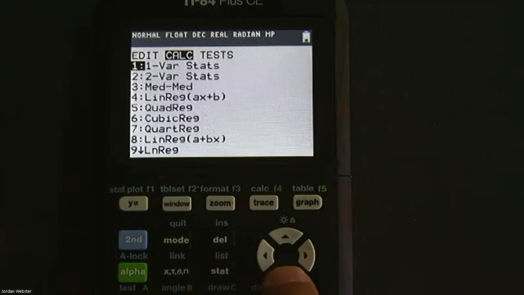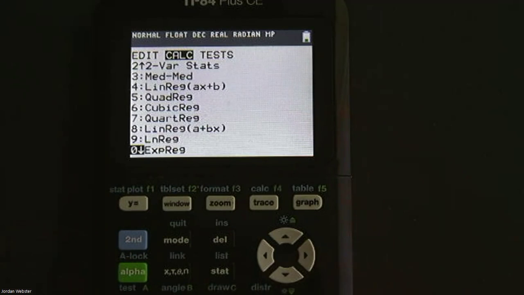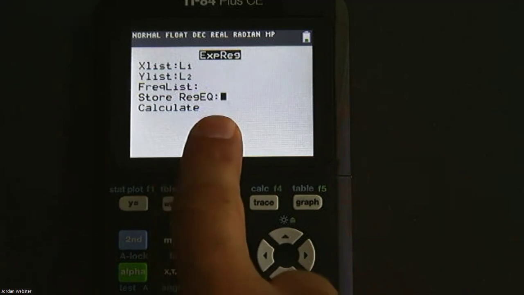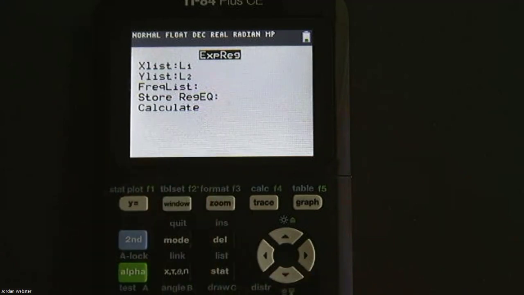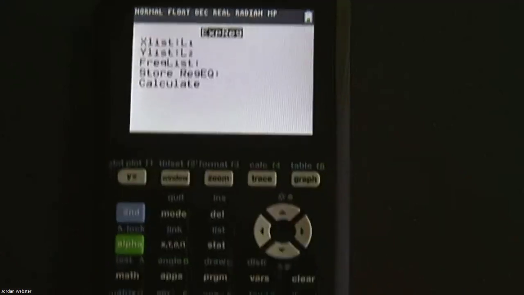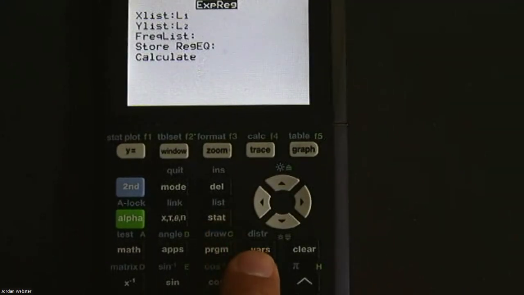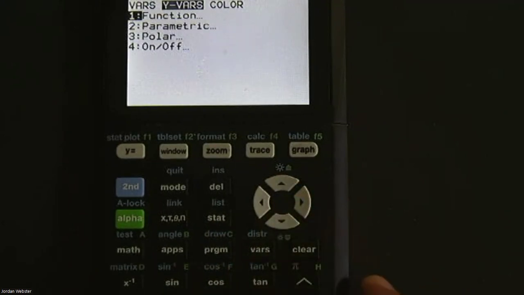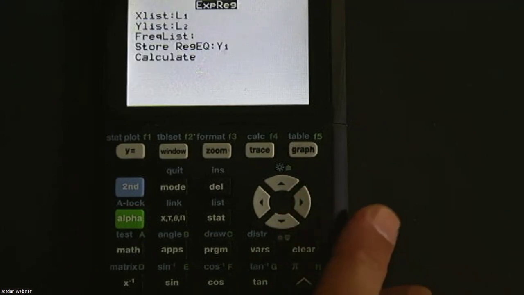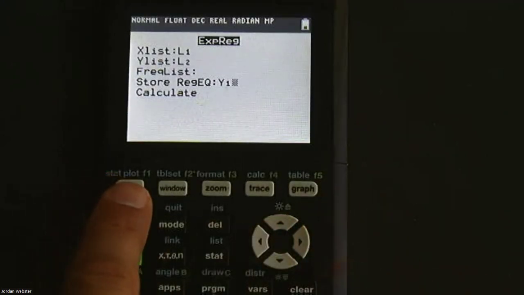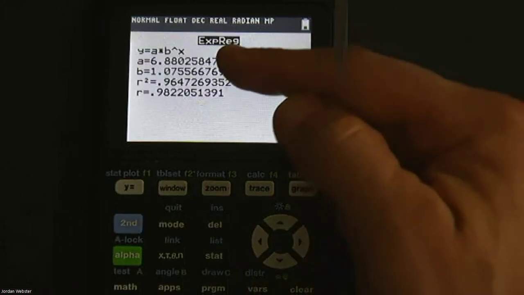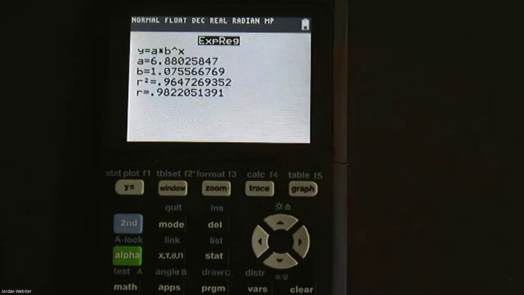And now we can go back to our exponential regression, just like I did. If you do want to store that regression equation into your calculator, you can store it using the variable key. So you go variables, and then the y variables usually is how you want to store that with y1. That'll store it in the y equals menu as that equation. So that's the exponential regression equation.